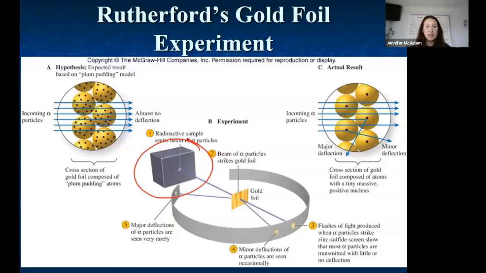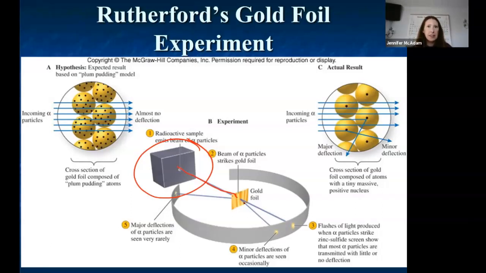He had this radioactive sample, and this emits alpha particles, which are helium atoms, but to us, they're helium nuclei. We'll talk more about what they are later. Just think crazy amounts of energy. And then he hit gold foil with it. So it's kind of like if you had a BB gun and you had a tissue paper. That's pretty much what he did.